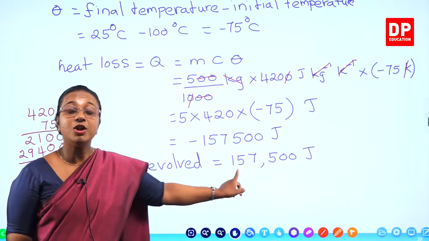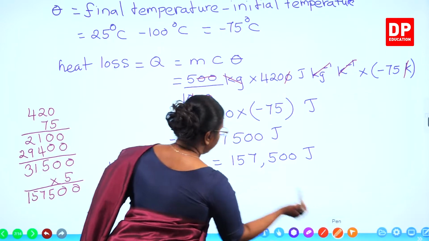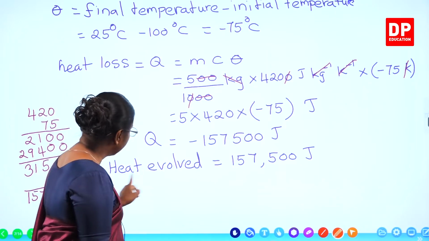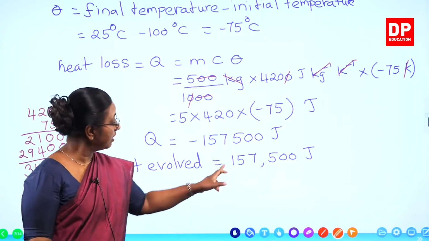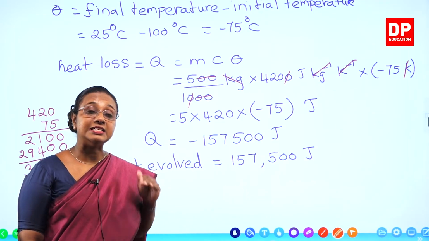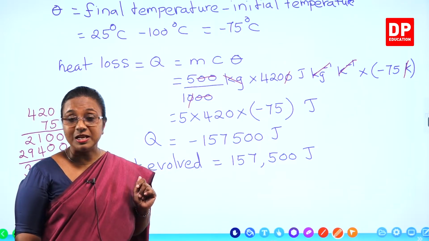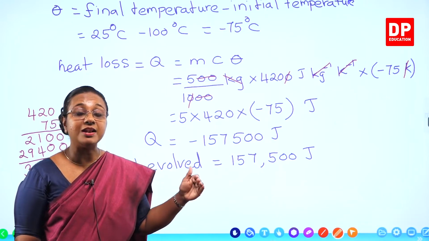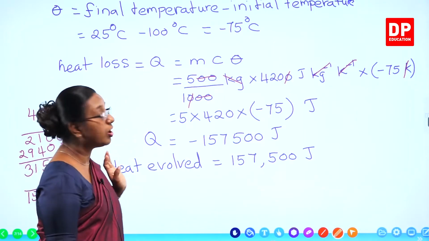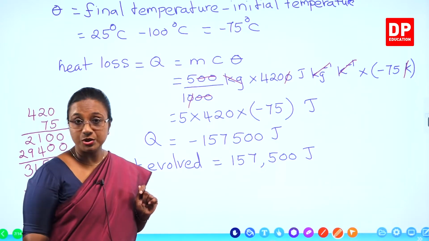When you write heat evolved, you don't have to put a negative there. Here Q negative means when you get Q as a negative value, that means heat is evolved. So when you rewrite this as heat evolved, you can write it as a positive value. So that is the quantity of heat that is evolved or lost to the environment when the 500 milliliters of water cools down from 100 degrees Celsius to 25 degrees Celsius. I am sure you were also able to do the calculation correctly. So with that, students, I will move on to the next question.